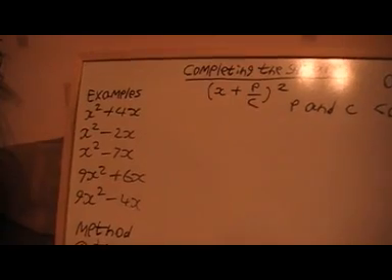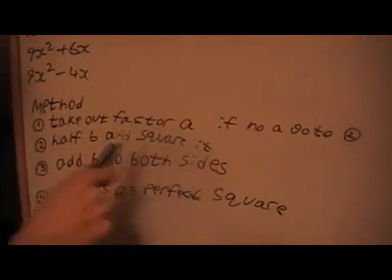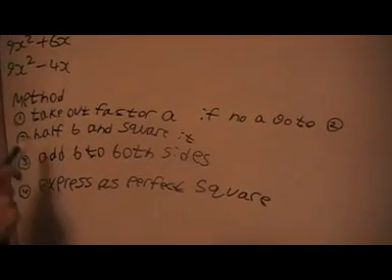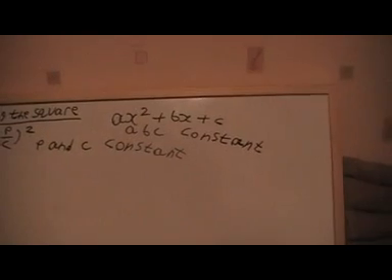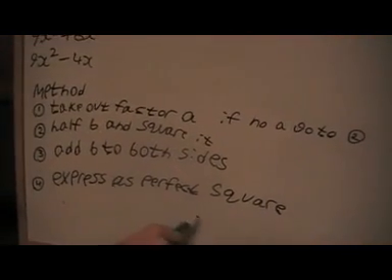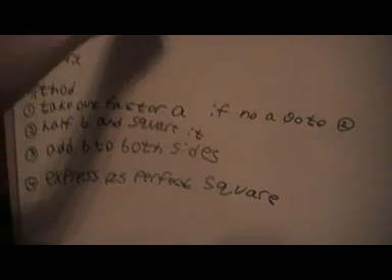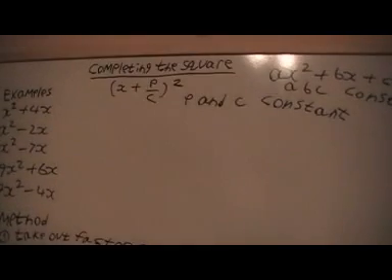So here's the method. I take out the factor a, and if there isn't any I just move on to step 2. I halve this coefficient b, and then I square it, and then I add it to both sides, and then I express it as a perfect square in this form shown up here. So let's do some examples.